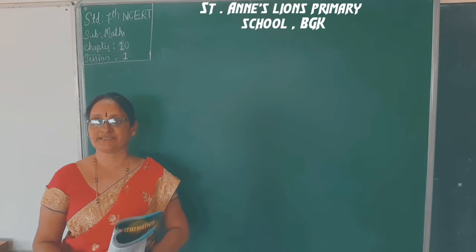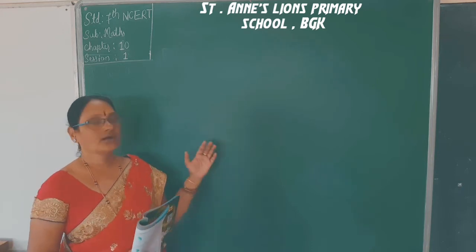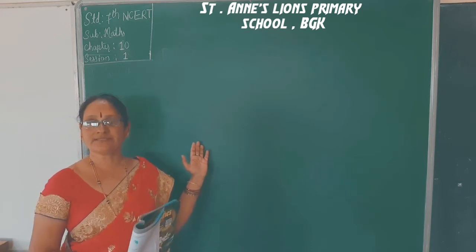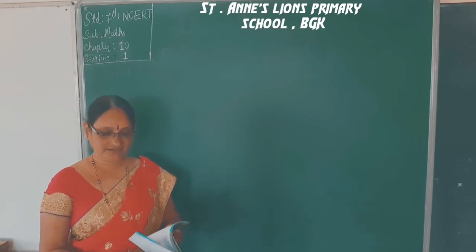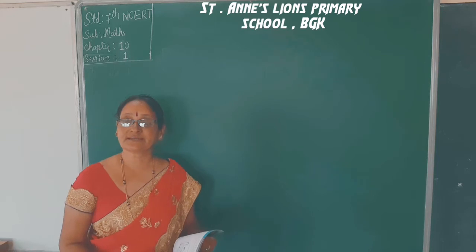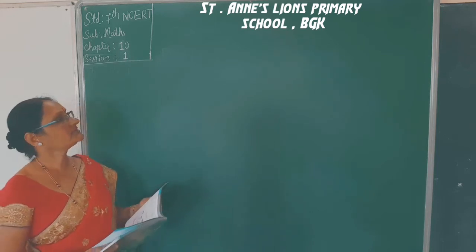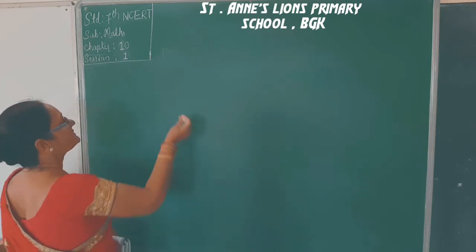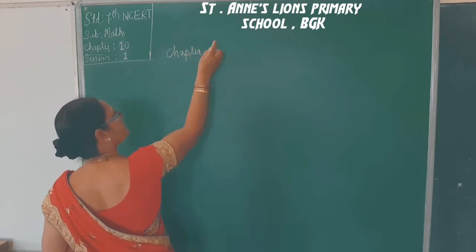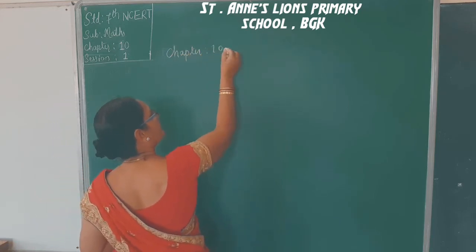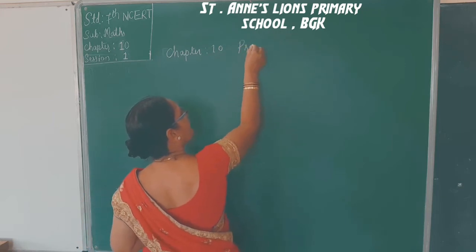Completed the 9th chapter, that is rational numbers. Now I am taking the 10th chapter, that is geometry. Construction I am taking. Here you are learning practical geometry, that is constructions. In this practical geometry, chapter 10, practical geometry.